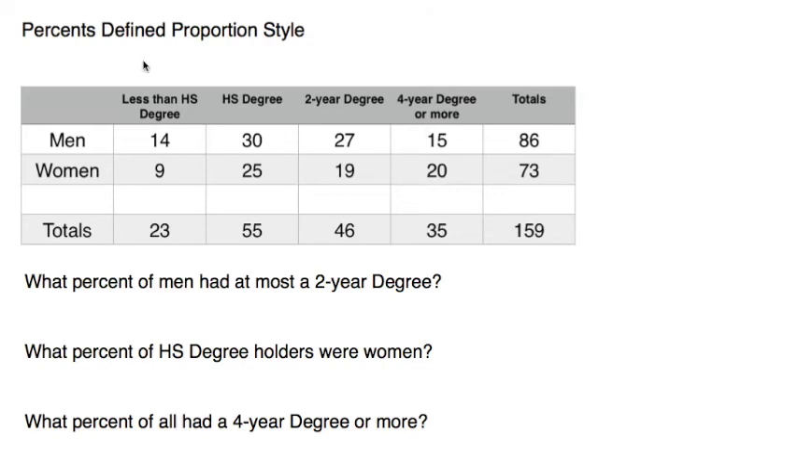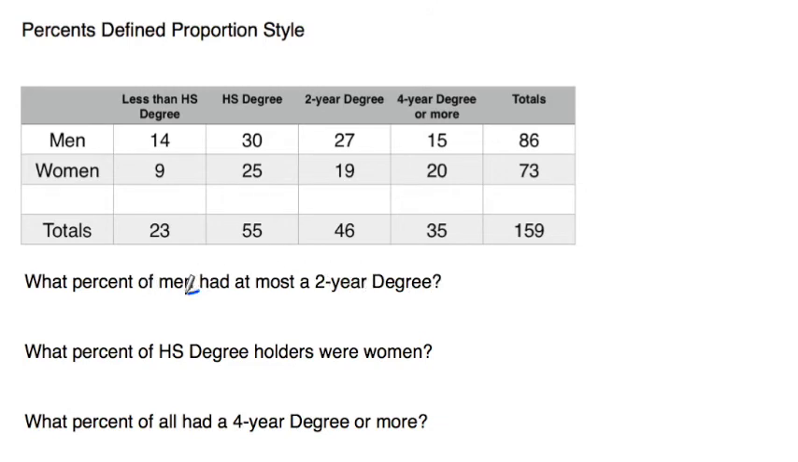They're all totaled up, so these are the totals of less than high school, 2-year, and so forth, and then total men and total women. So when you get a breakdown like this, you can ask several questions. Some of the more common ones are like, what percent of men had at most a 2-year degree? When you see a problem like this, you have to focus on what is the main group and what is the subgroup. Here it says what percent of men had at most a 2-year degree.